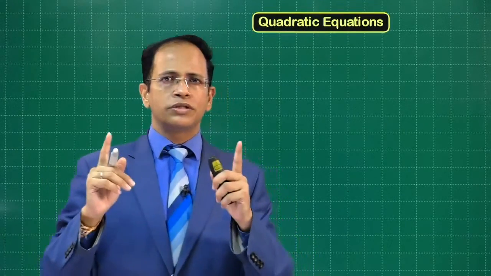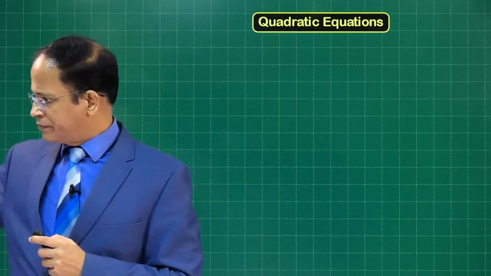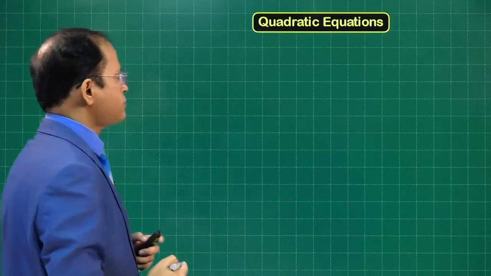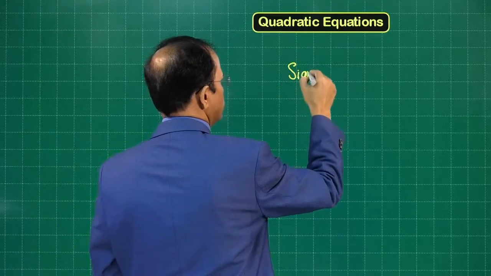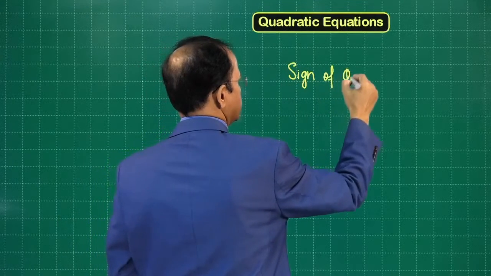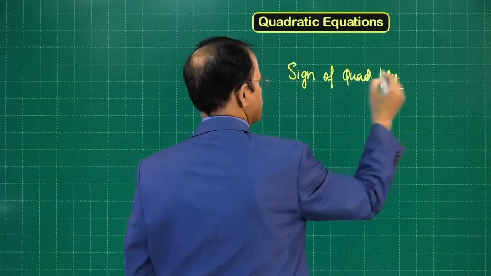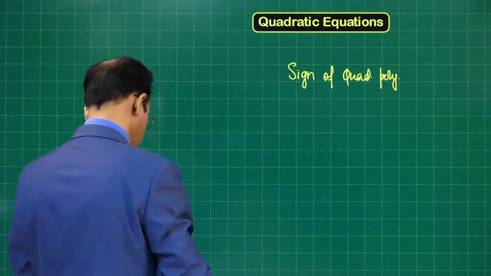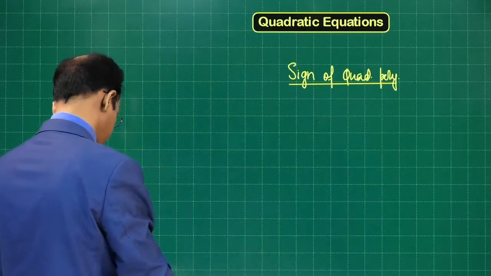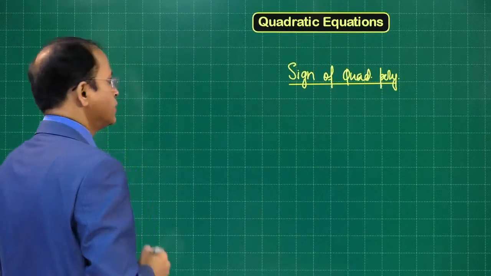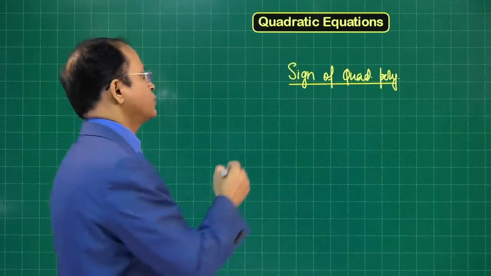There are 6 rules which are very, very important rules we have. Correct? Okay. Now you see, when you say sign of quadratic polynomial, or quadratic functions, we can say, isn't it? This is what we have. Got it? Sign of quadratic polynomial or quadratic function we are talking about, isn't it?